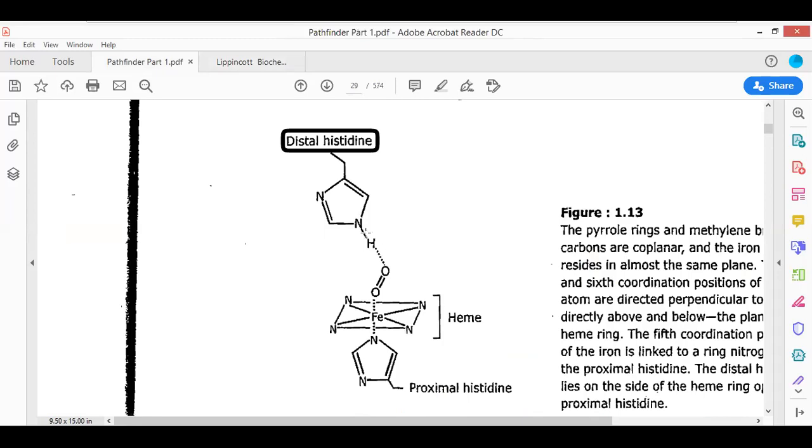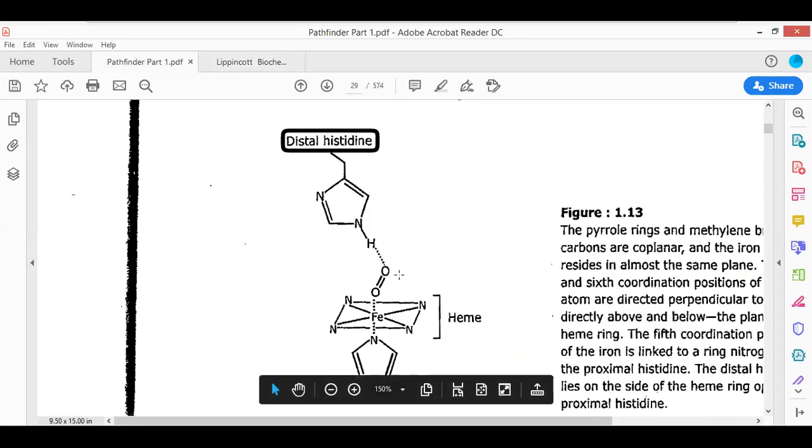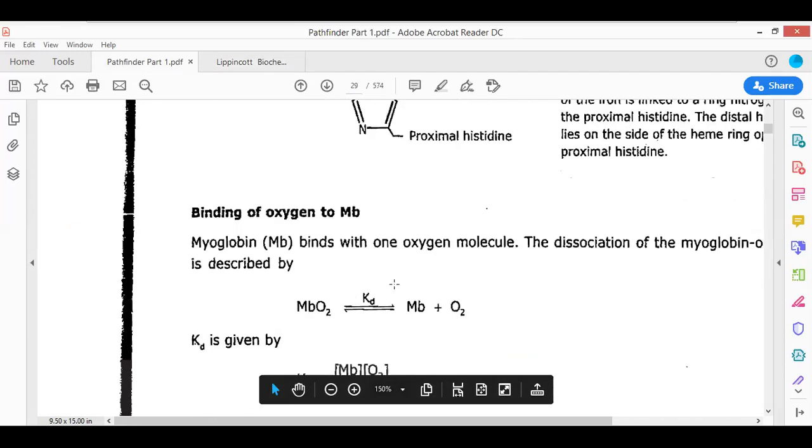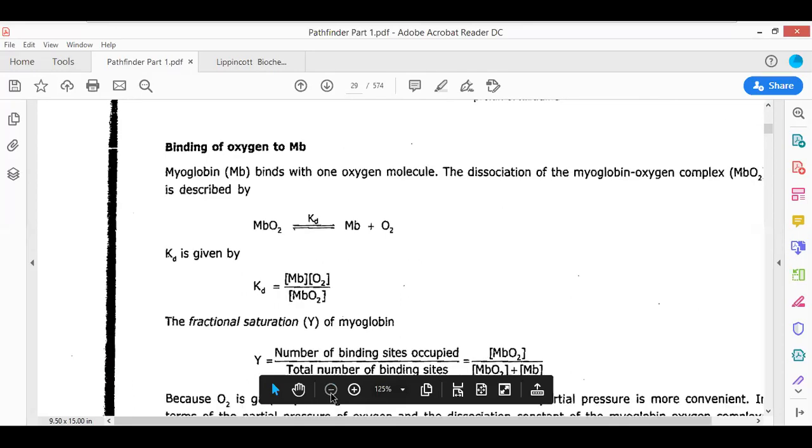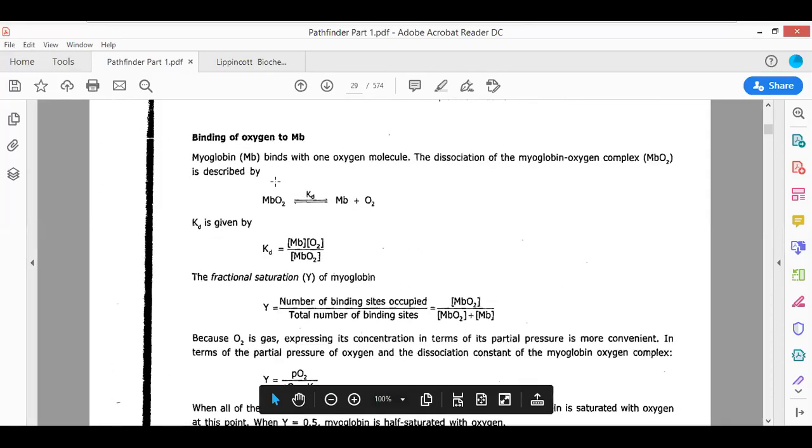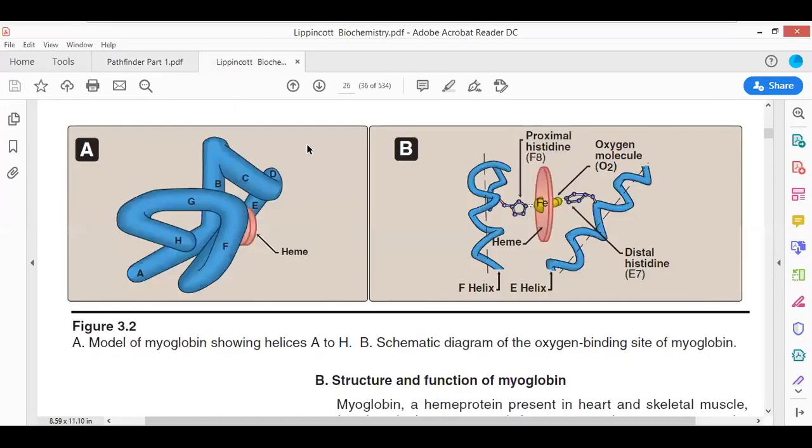Okay, now moving forward, I think the structure is completely clear to everyone. Now how does this myoglobin interact with the oxygen molecule? See, myoglobin is a simple globular protein in nature. One thing I should make clear in your mind is that this is the structure of myoglobin. This is a simple, single tertiary, three-dimensional structure.